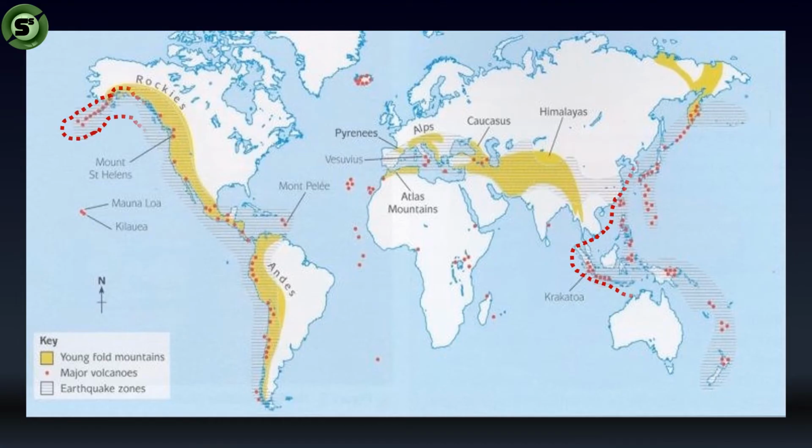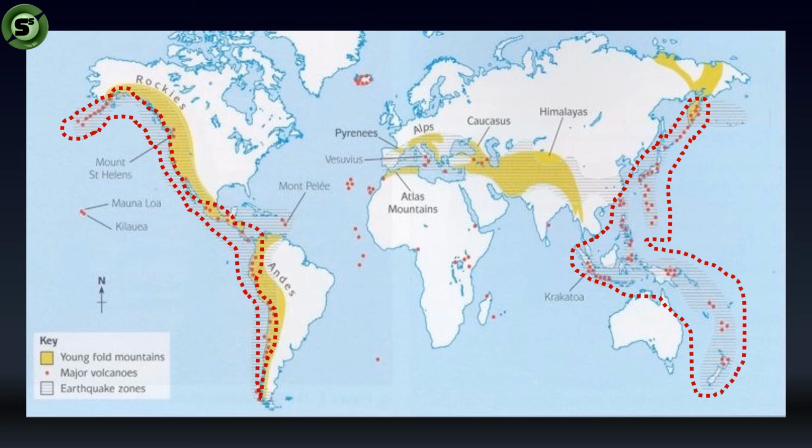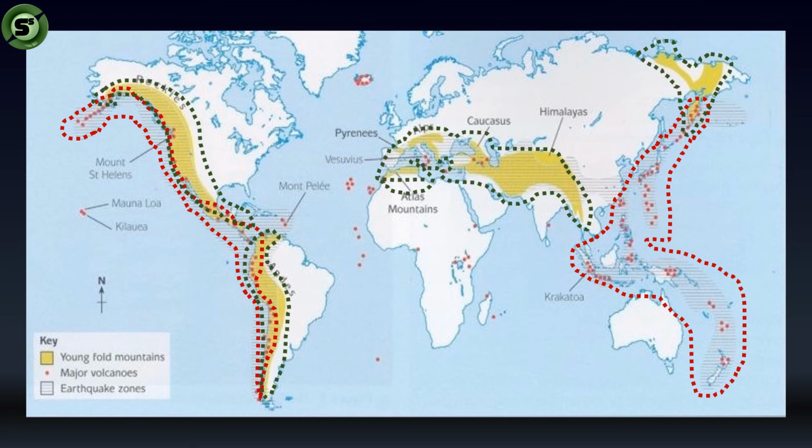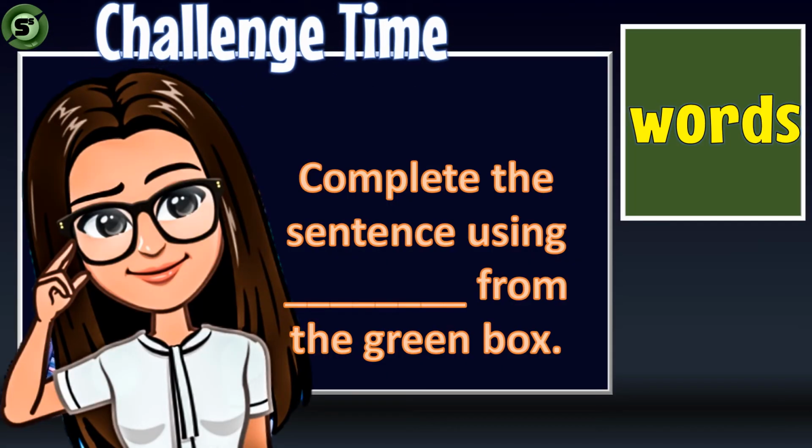Let's show where the active volcanoes are, and where the major mountain belts are located. Now, we notice that both these geologic features are situated along the boundaries. That is the end of the discussion.